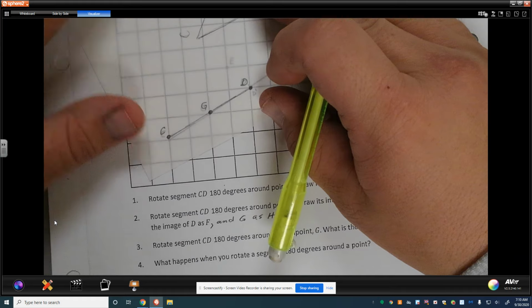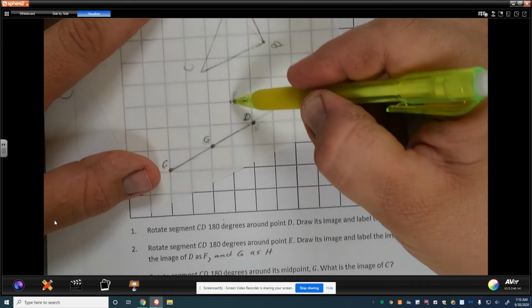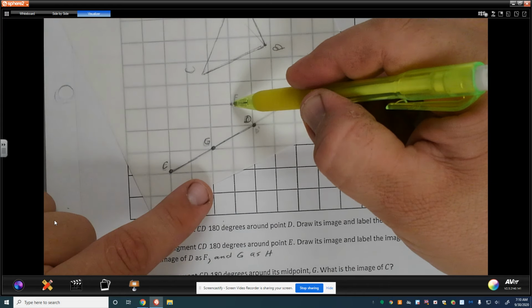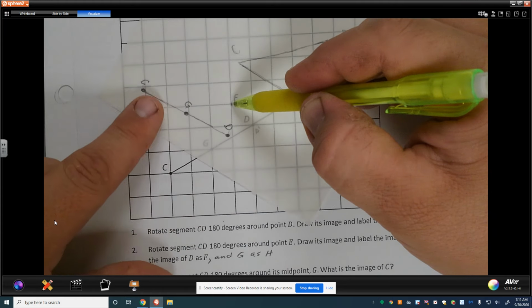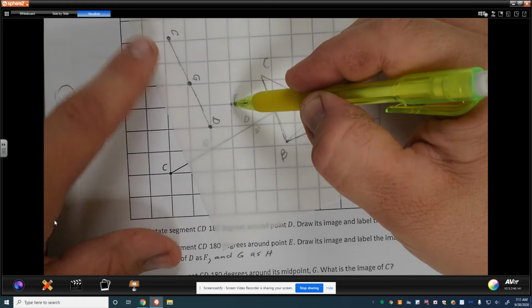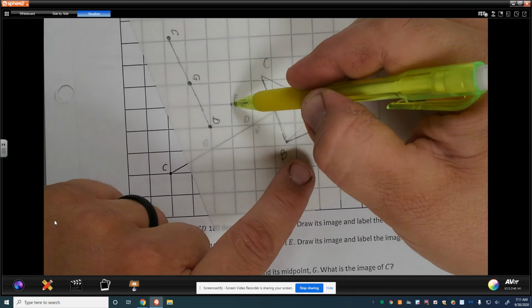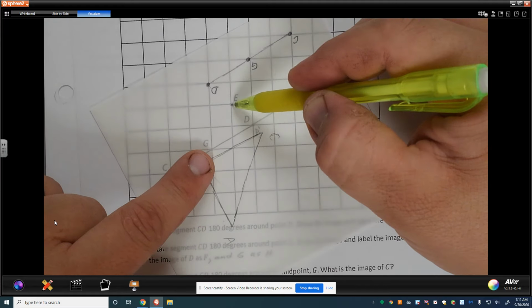So now we're going to take this off of our point E, and we're going to go ahead and rotate 180 degrees around point E. Now, how am I going to know where 180 degrees is? Well, thinking about what we did before, we know that 90 degrees is perpendicular to this line. So 180 degrees creates a straight line. Let's go ahead and take this 180 degrees.